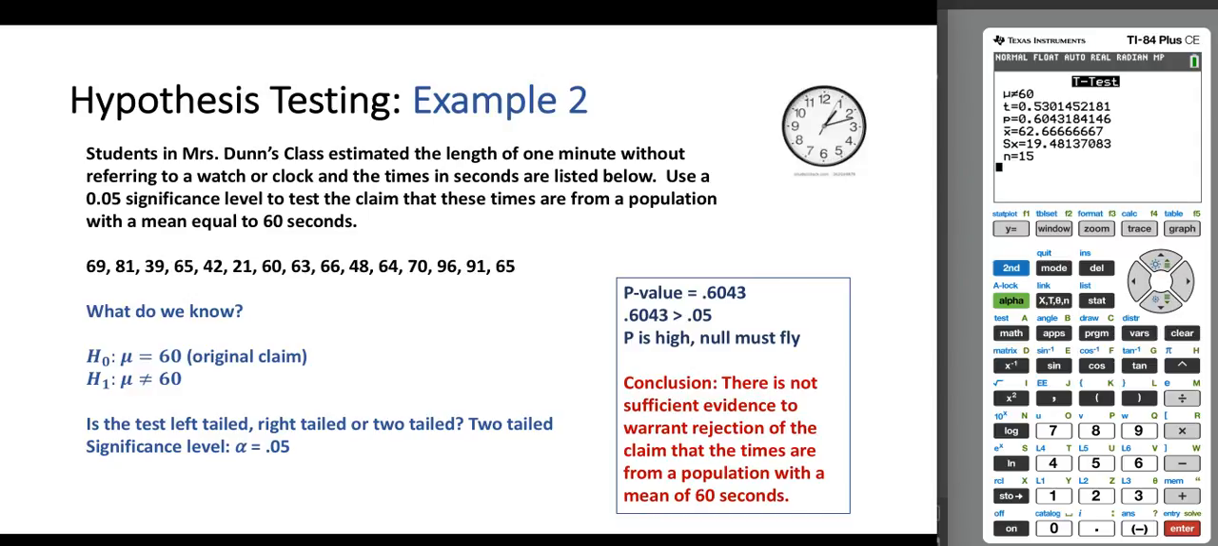So the p-value 0.6043 is greater than 0.05. P is high, null must fly. The conclusion, therefore, is there is not sufficient evidence to warrant rejection of the claim that the times are from a population with a mean of 60 seconds. Okay, that's all there is to it. Good luck.